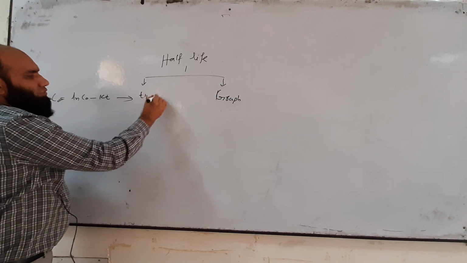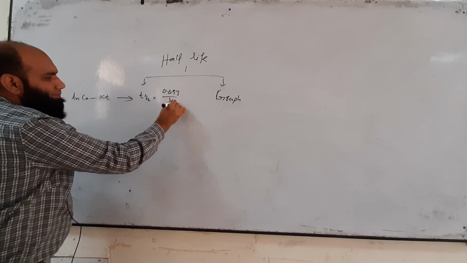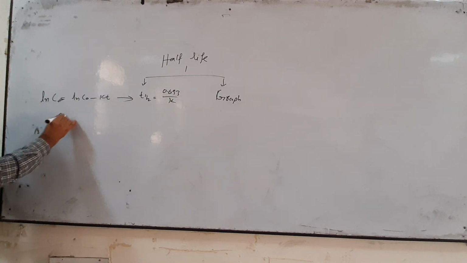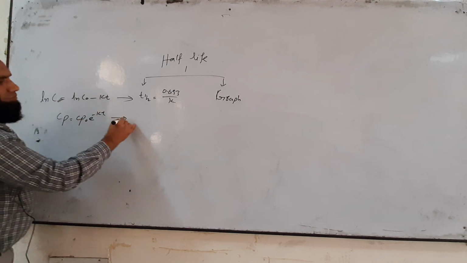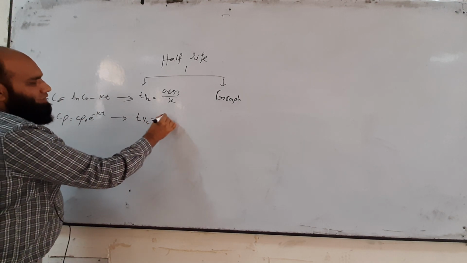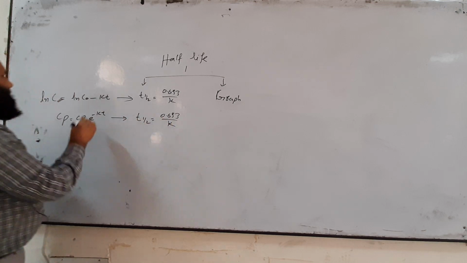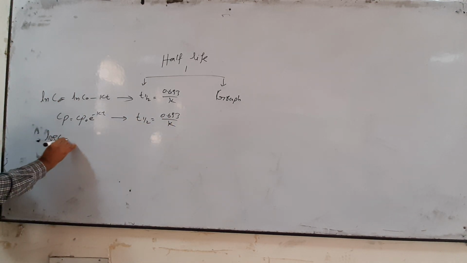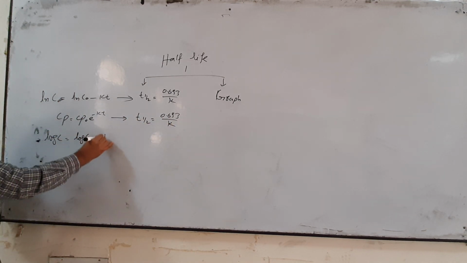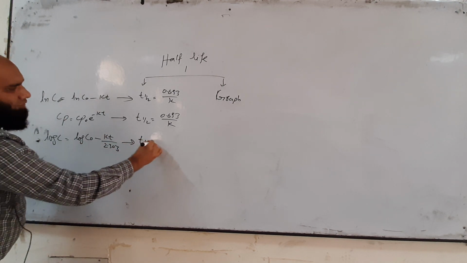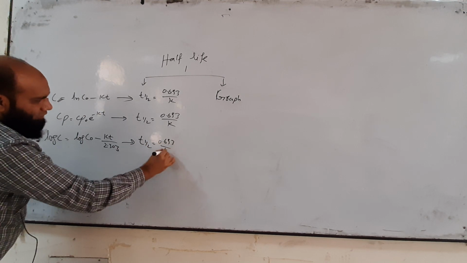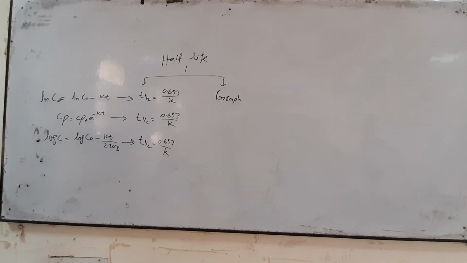T half is equal to 0.693 over K. Same case, please convert Cp is equal to Cp naught e to the power minus Kt into T half 0.693 over K. Same case, log C is equal to log C naught minus Kt over 2.303, into T half 0.693 over K. I have written three different conditions, but the meaning of all these conditions is the same.